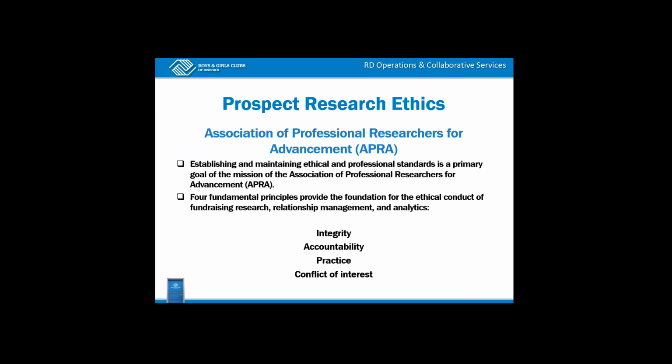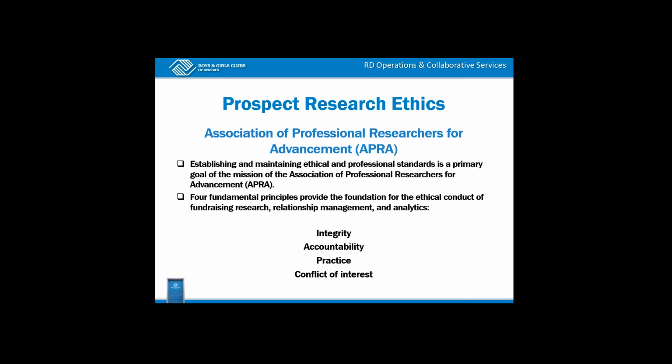Now, something that's really important to discuss is prospect research ethics. There's a professional organization called APRA, which is the Association of Professional Researchers for Advancement, and they have a code of ethics that all researchers are bound to, and it's really important to think about because the information that we're finding on our donors is confidential information. It's public, but once you put it into a report, it's considered confidential. And so it's important that we are good stewards of our donors' information the way we are of their dollars.